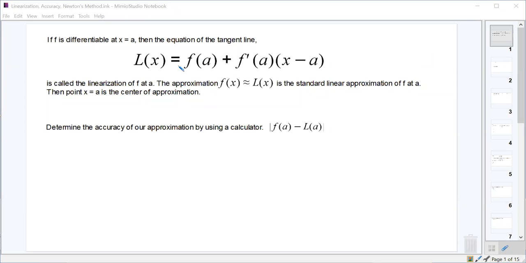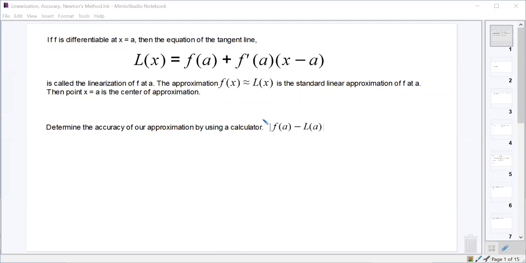So our linearization function is the value of our function at a, so the value of our function that we know how to easily evaluate, plus the derivative of our function at a times x minus a. And then we'll determine the accuracy of our approximation just by using a calculator. So you're going to want your calculator with you today.